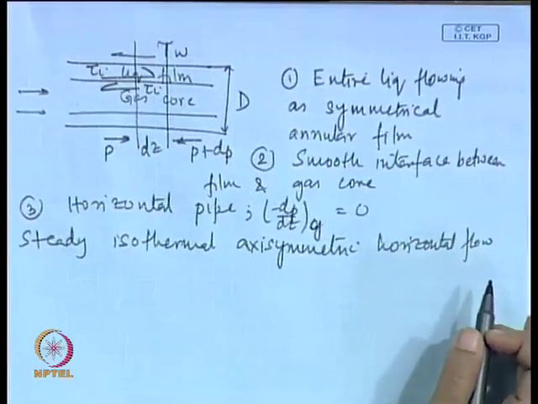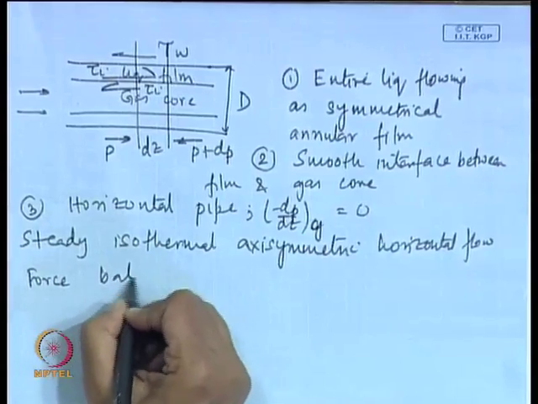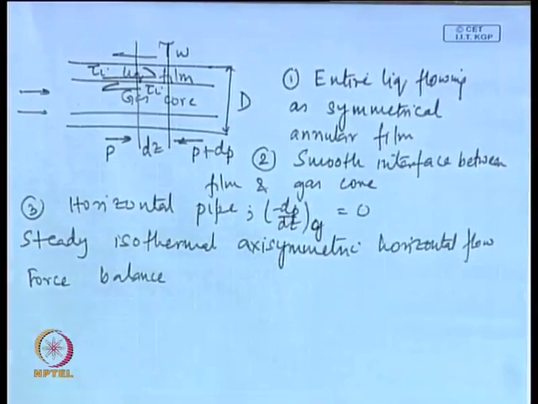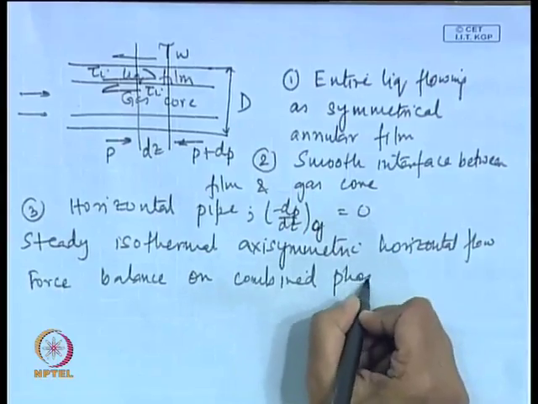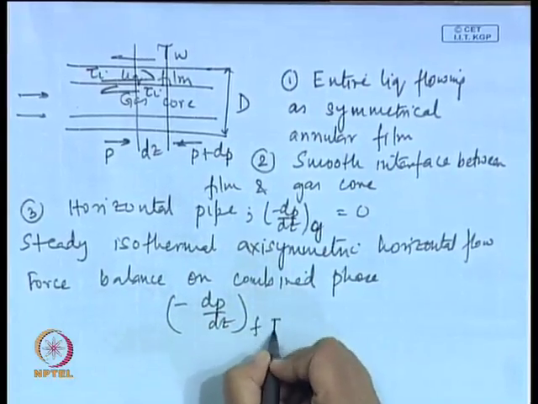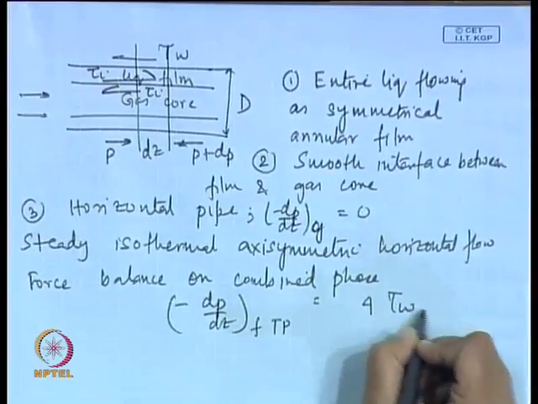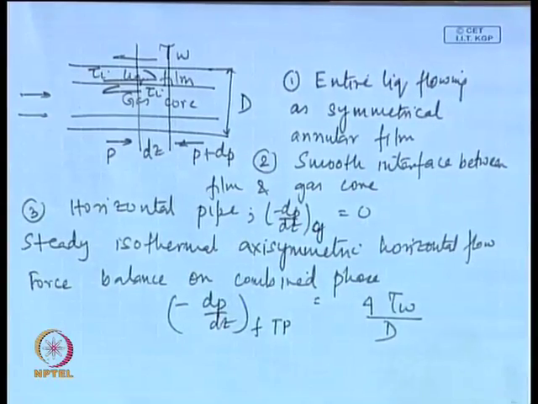Now, suppose we do the force balance on the combined two phase system. Just like, if you remember, we used to do for the single phase flow, we take a control volume, the pressure gradient and the wall shear stress, and then we balance them and get an expression for tau w in terms of dP. Same way, force balance on the combined phase. What will we get here? We will get minus dP/dz frictional two phase, which is simply 4 tau w divided by d. Yes or no? Agreed? We have always been doing it.